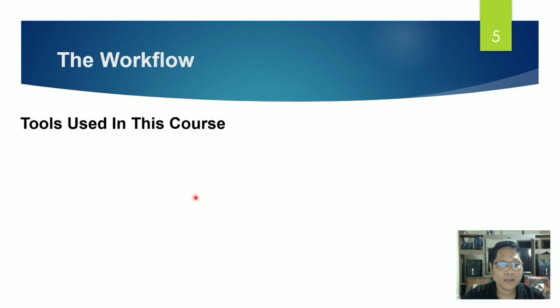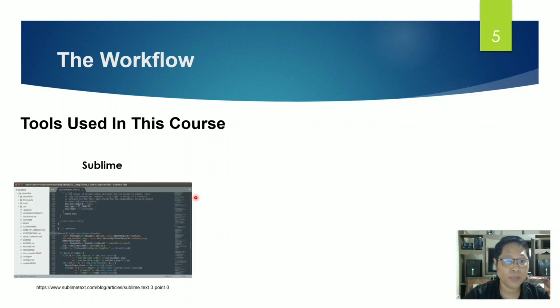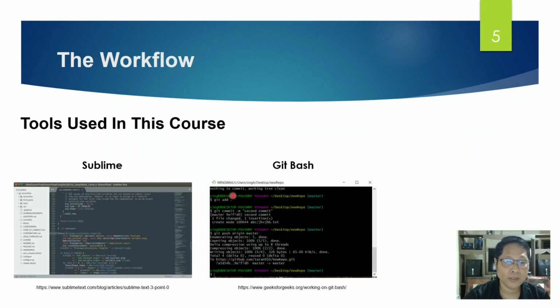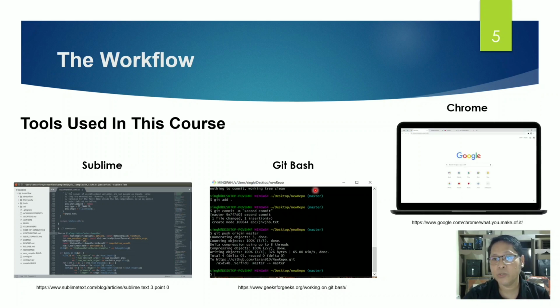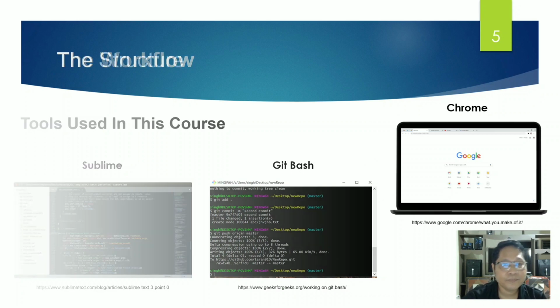In this course, we use three tools. Which is Sublime, and then as I said earlier, we use Git. This is the Git Bash. And for our interpreter, we use Google Chrome. Let's proceed to another slide.